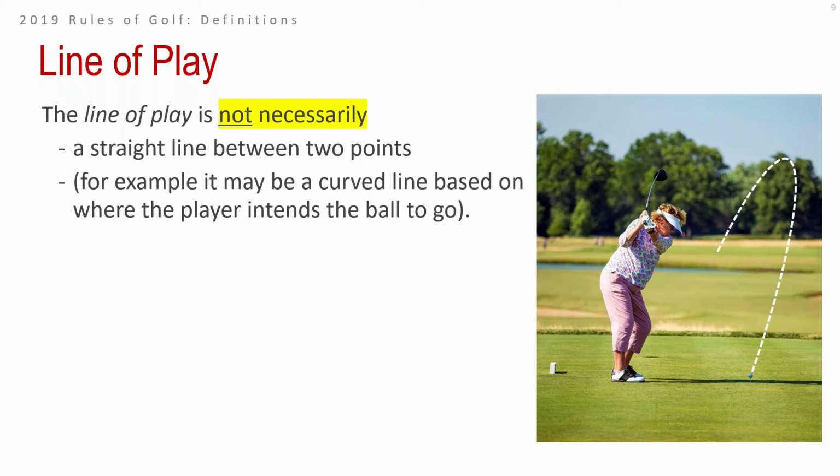The line of play is not necessarily a straight line between 2 points. For example, it may be a curved line based on where the player intends the ball to go. So we could have a hook or a slice player. It could be a curved line for those types of players. Some players hit the ball very straight, and their line may be much straighter than the curved line.